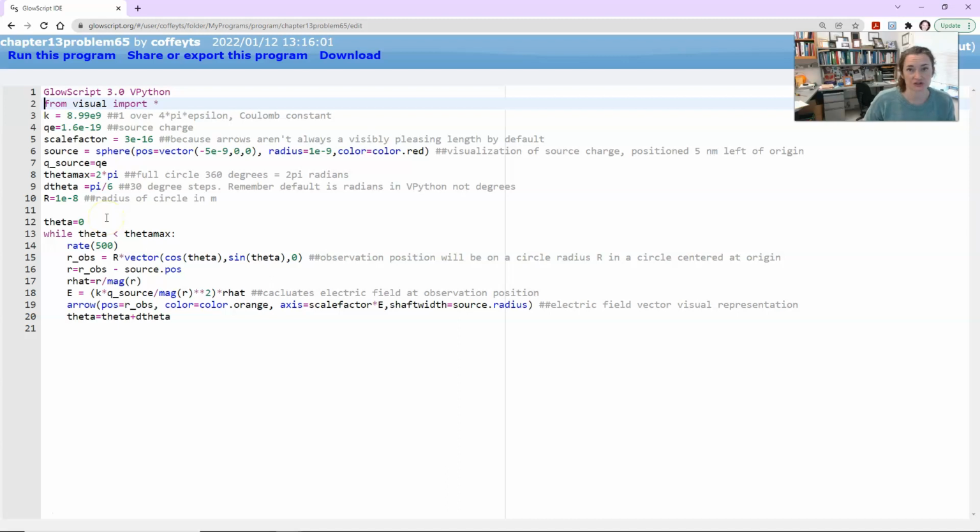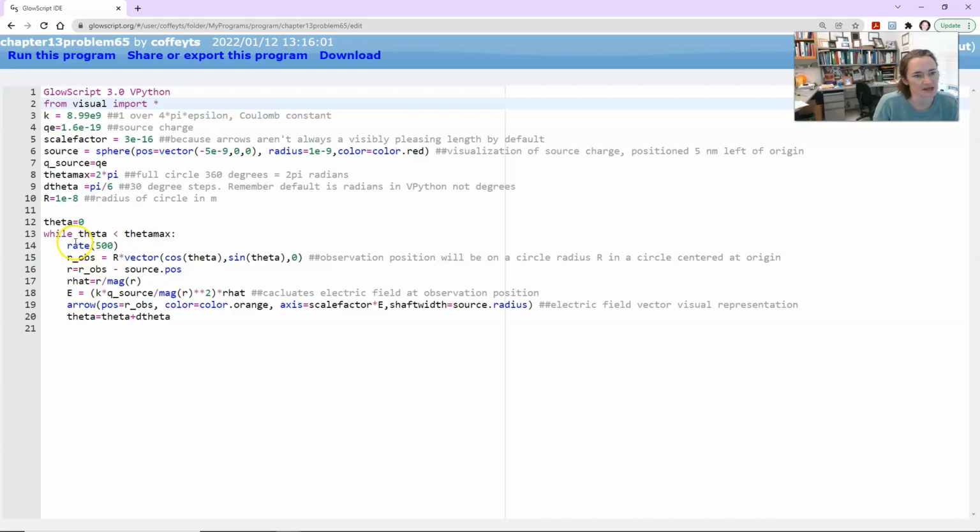Okay? Now, when you start a loop, you have to give an initial value for the variable that you're going to change in the loop. I call that variable theta, and I set it equal to 0 to start. So while theta is less than theta max, right? Remember that when you first enter the loop, the value of theta is 0, okay? So 0 is less than 2 pi, yes, okay? So we're going to go into the loop. I give it a rate so that the visualization doesn't look crazy.